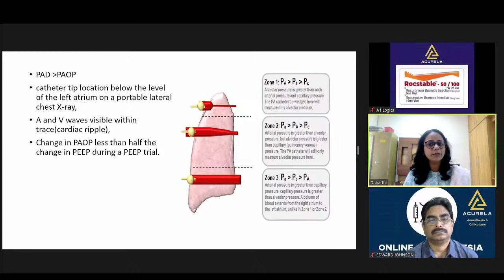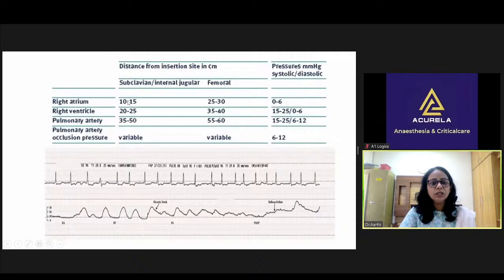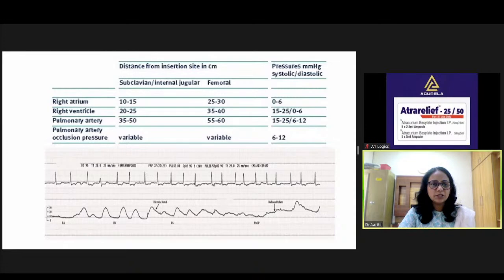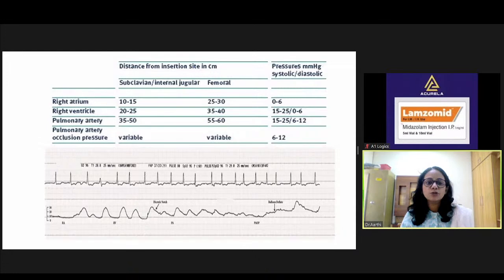So this is a normal pressure tracing as we move from the right atrium to the pulmonary artery wedge pressures, and these are the normal lengths at which each chamber of the heart is reached using the pulmonary artery catheter. The right atrium is usually at 10 to 15 centimeters, the right ventricle at 20 to 25 centimeters of the catheter, and the pulmonary artery at 35 to 50 centimeters. The normal right atrial pressure would be 0 to 6, where you see a central venous waveform.